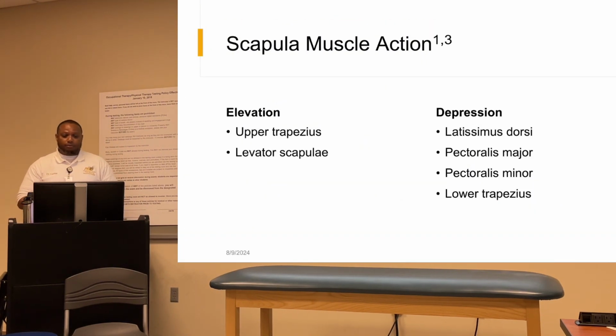Now we have the scapular muscle action. So these are muscles that act on the scapula: upper trapezius, levator scapulae muscle.